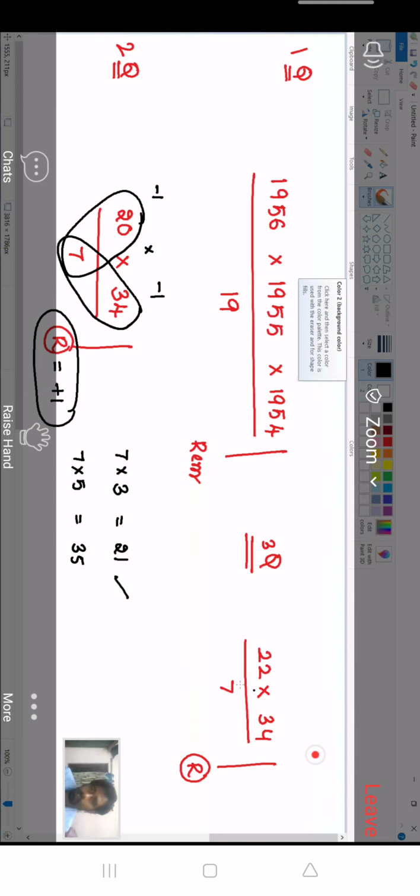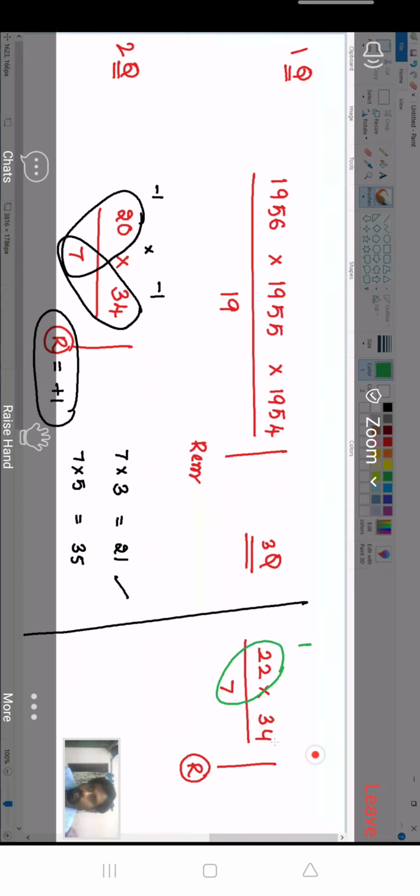One is I will look at the manual calculation. What manual calculation can we apply? So 22, 7 3s are 21, 1 is a remainder. Here, what is the remainder? The remainder is 6. So the answer is going to be 6 here. This is manual calculation, not applying the negative remainder concept.